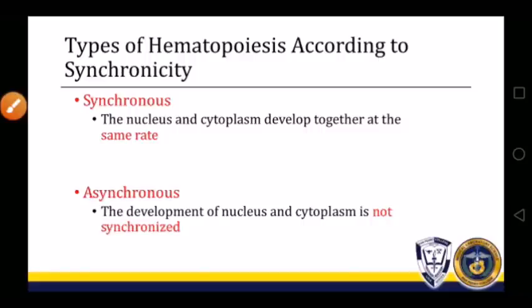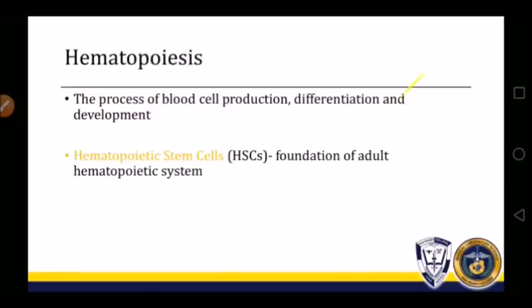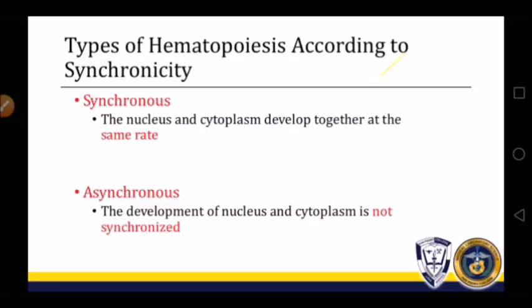So again, synchronous hematopoiesis means that the nucleus and the cytoplasm developed or matured at the same rate. Synchronous hematopoiesis is the hematopoiesis present in normal, healthy individuals, whereas asynchronous hematopoiesis means that either the nucleus or the cytoplasm is lagging or behind in maturation, and asynchronous hematopoiesis is pathological.